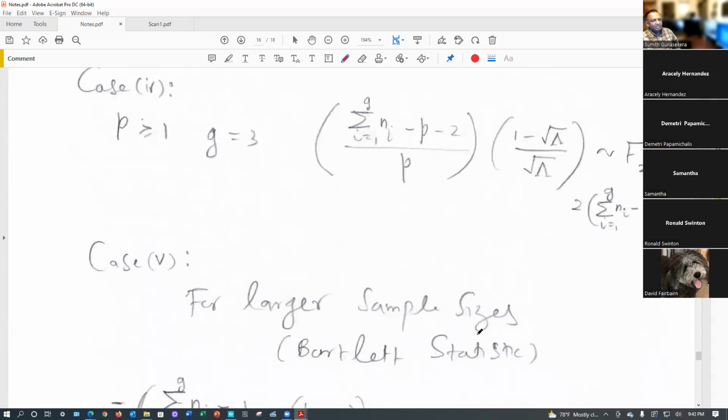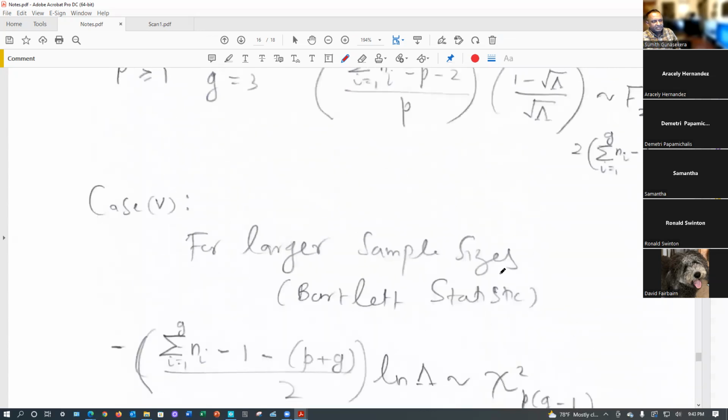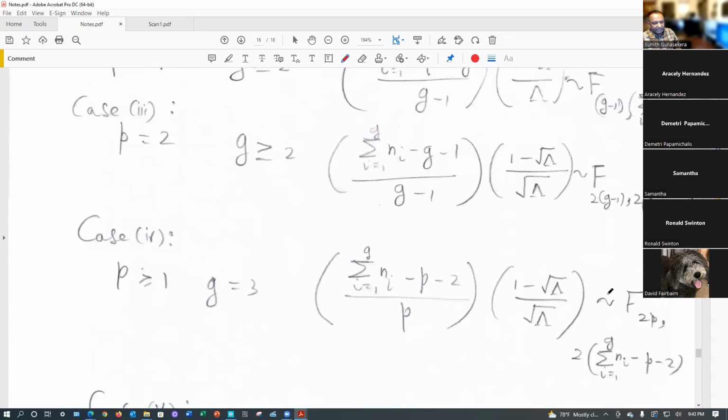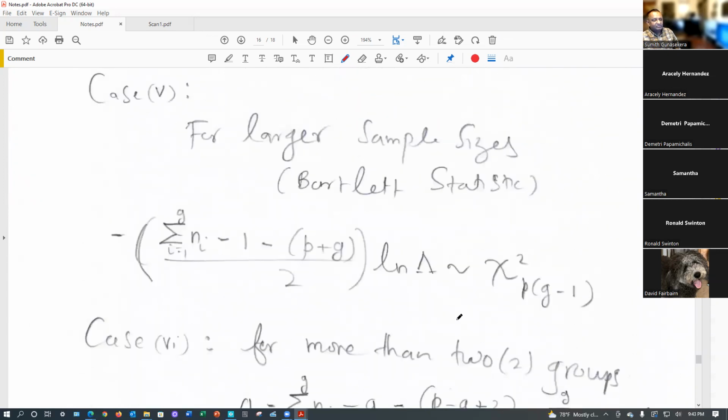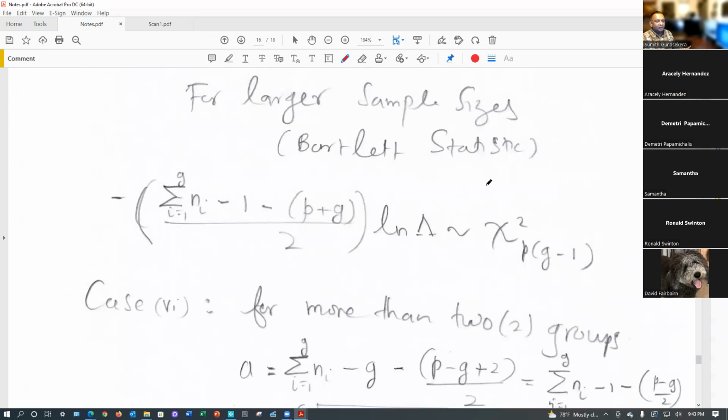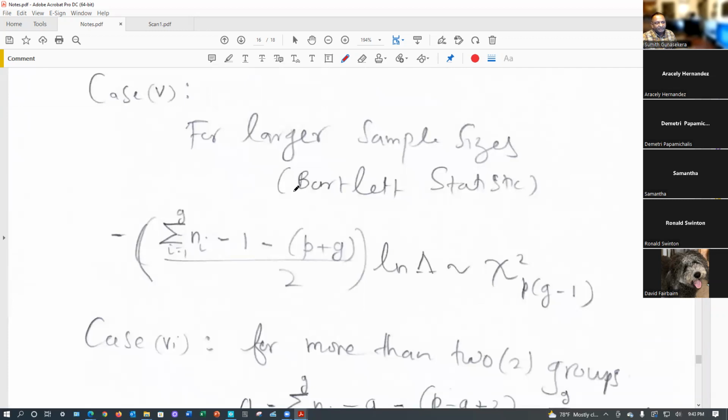The reason for large sample is that F and T squared come from the same family of distributions. And this one is the same as the normal distribution. When you get the normal distribution and you square it, you get chi-square. If you get the T and square it, you get the F distribution.